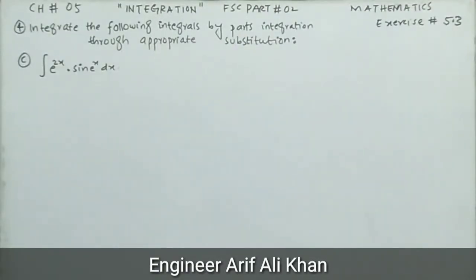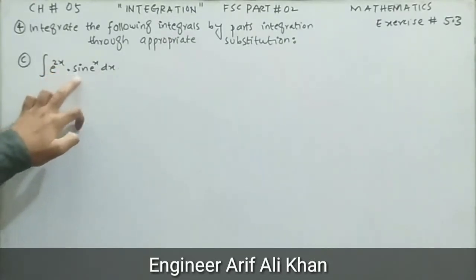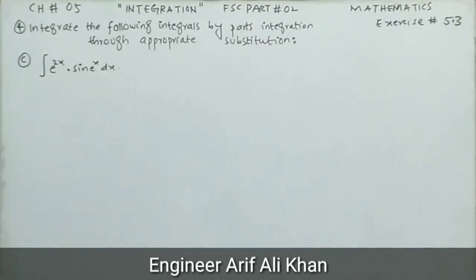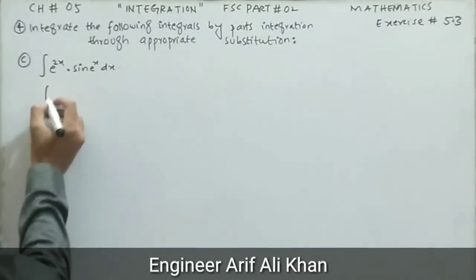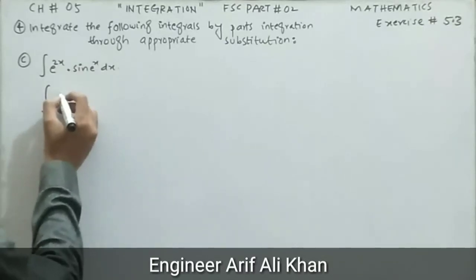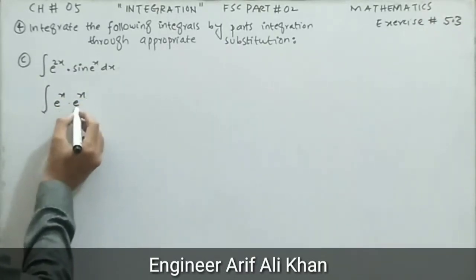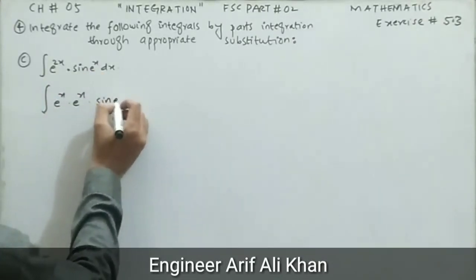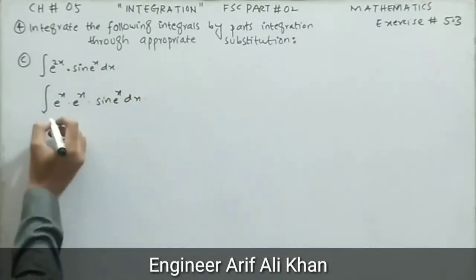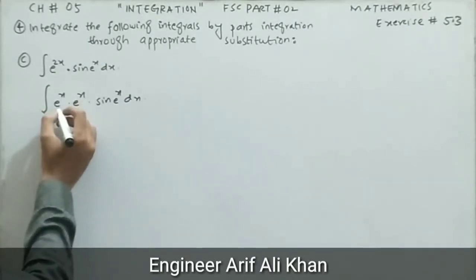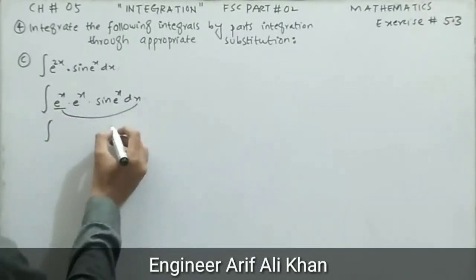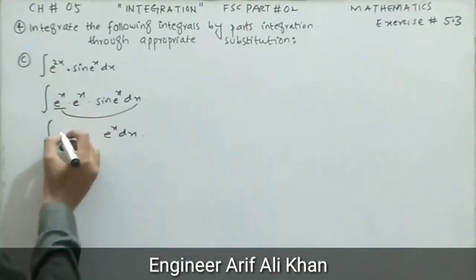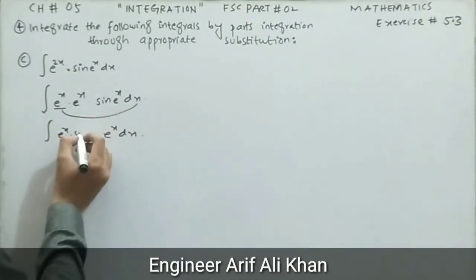Now move to the last part of today's lecture, the last part of question number 4, part C. Integral of e power 2x into sine e power x dx. Integrate this function by substitution and integration by parts. So we can write e power 2x as e power x multiplied by e power x, because the bases are the same, the powers are added, giving e power 2x. And after this sine e power x dx. Now rearranging this integral, we multiply e power x with dx, so it becomes e power x dx, and write e power x and sine e power x together.